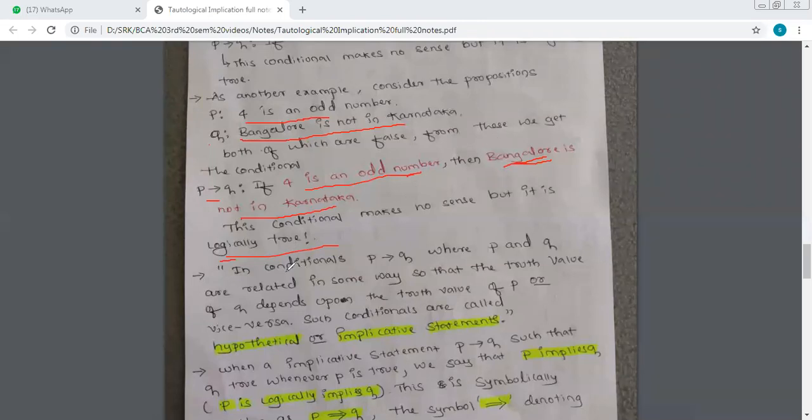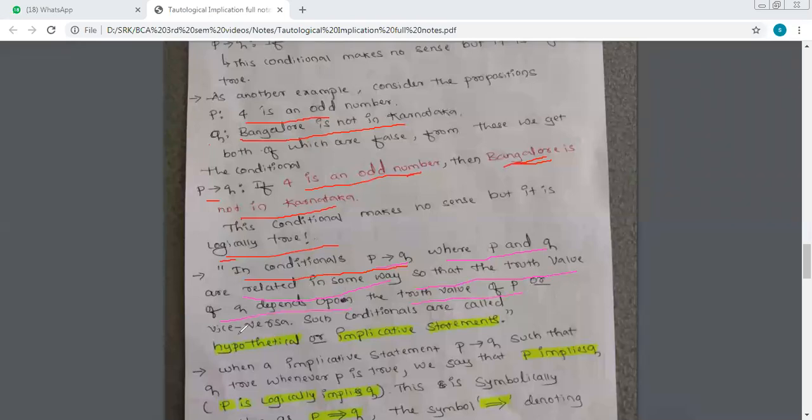So the main definition of logical implication or tautological implication is: in a conditional P conditional Q, where P and Q are related in some way. What type of relationship, we will not see that. Only a relationship is there, some way. So the truth value of Q depends upon the truth value of P.